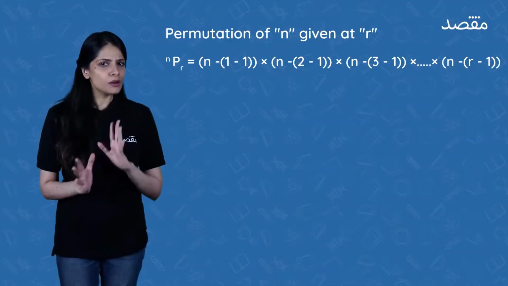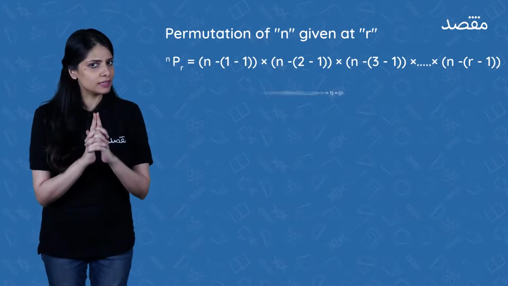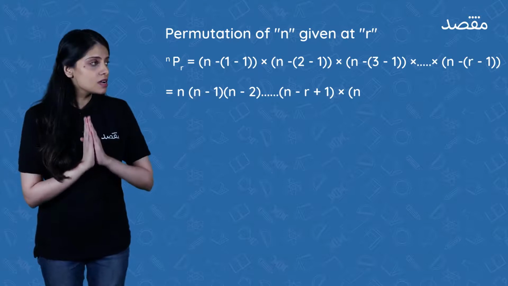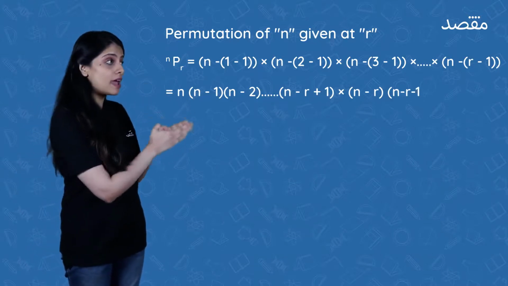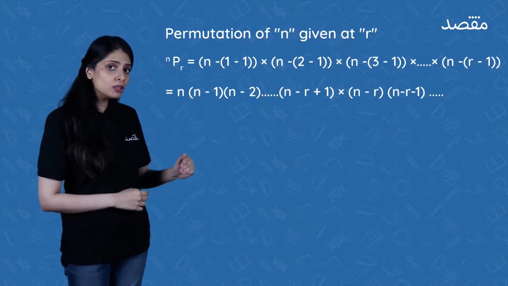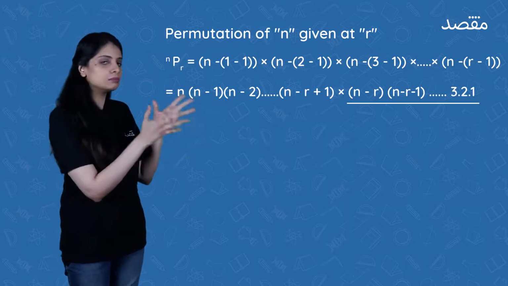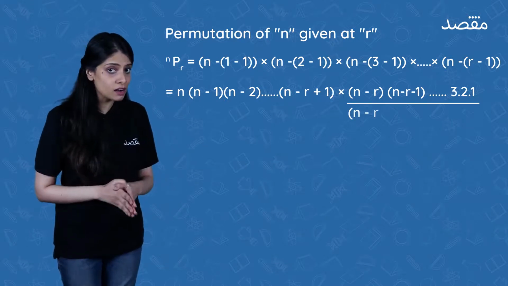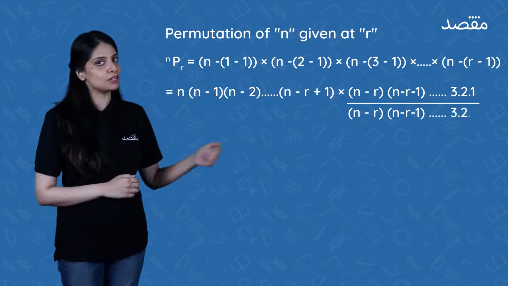So I'm going to work out a little bit more, okay? And I'm going to multiply and divide by the same thing. What am I going to do? I'm going to multiply this by n minus r into n minus r minus 1 all the way to 3 into 2 into 1. And I'm going to divide this whole thing by the same thing, which is n minus r into n minus r minus 1 all the way to 3 into 2 into 1.